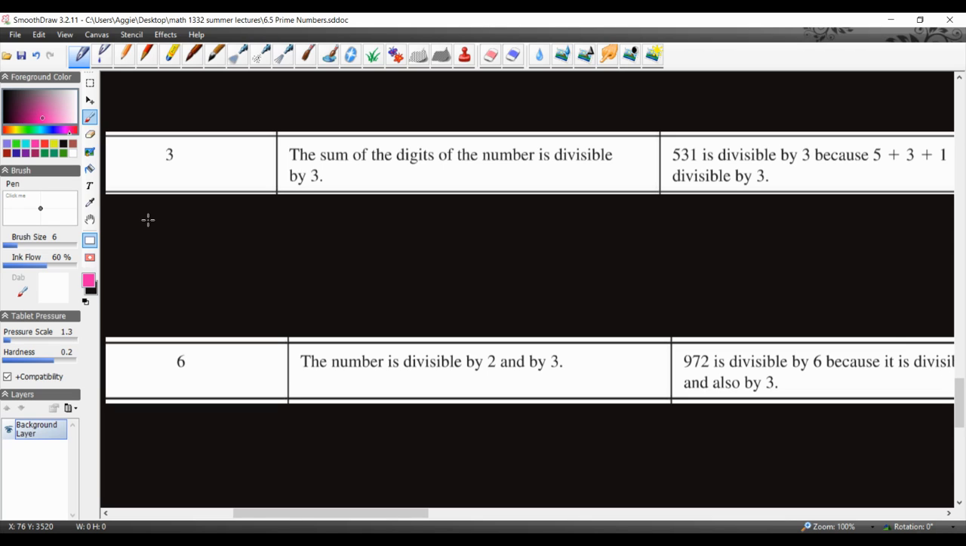So here's the rule for the number 3. If you add the digits of the number and that sum is divisible by 3, then that means that the entire number is divisible by 3. So we have an example here. I'm going to go ahead and do an example so we can see how this works. Let's start with something that we know is divisible by 3. Let's do 99, for instance.